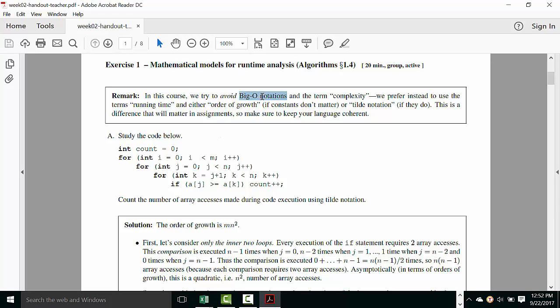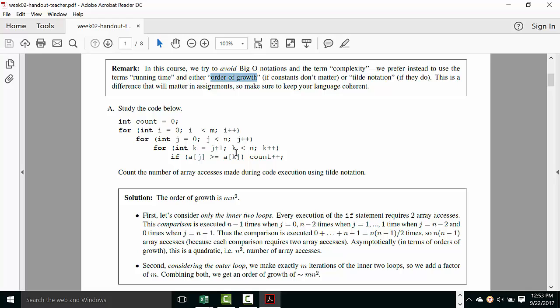We avoid big O notation in this class, and we avoid the term complexity. Instead, we always talk about the running time of an algorithm, or order of growth if the constants don't matter, or the tilde notation if they do. So the two things you would be very careful about using are the tilde notation, where the constants matter but you keep only the higher order term, and order of growth, where you drop all the constants and just talk about n squared, n log n, and so on. So part A, this code, let's go over some of the ideas here.